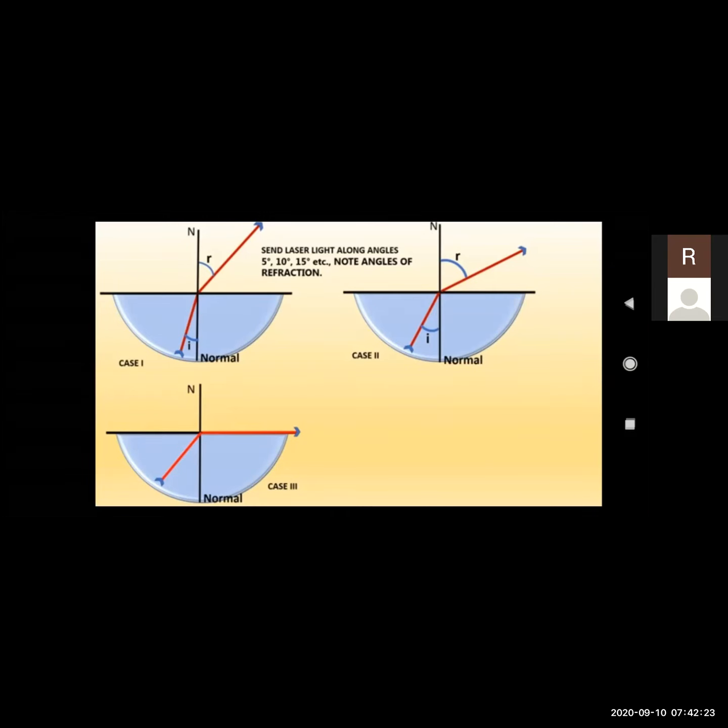Then case 2. In case 2, the angle of incidence is increased, and the light ray is refracted. The angle of refraction also increases. See case 3. Here the angle of incidence is increased some more, and the refracted ray passes along the interface. It means case 3 is the situation of the critical angle.